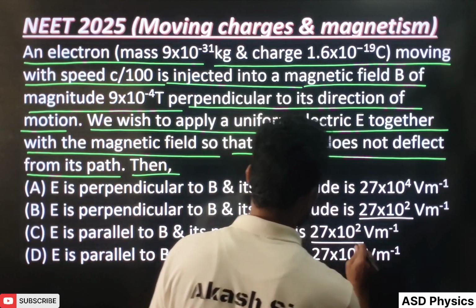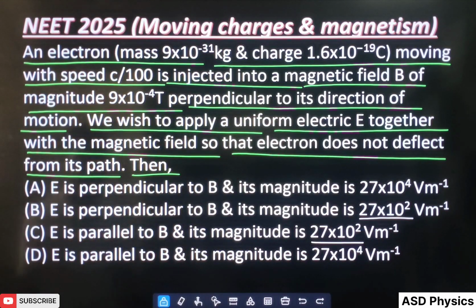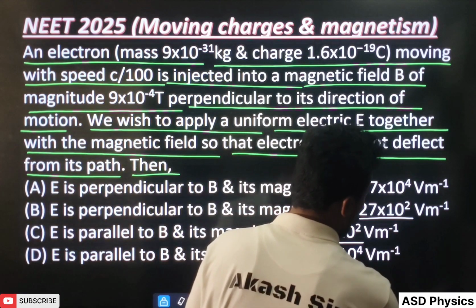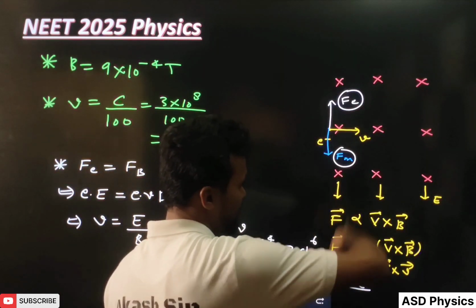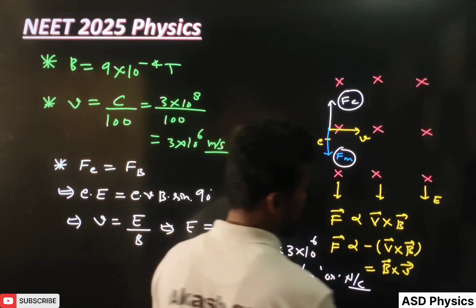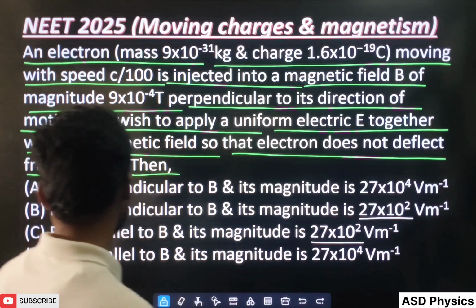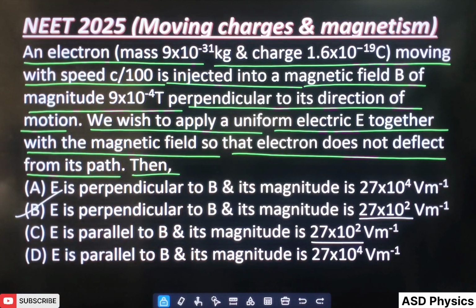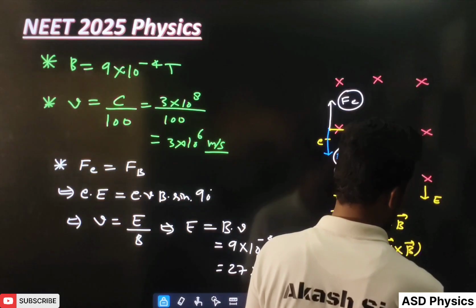Here you can see E perpendicular to B and E parallel to B. You know very well E is perpendicular to B. Why can I tell? Because E is along negative y direction, but the magnetic field is along negative z direction. So y and z are perpendicular. The correct option is B, that is the answer. Great, so this we have done here.